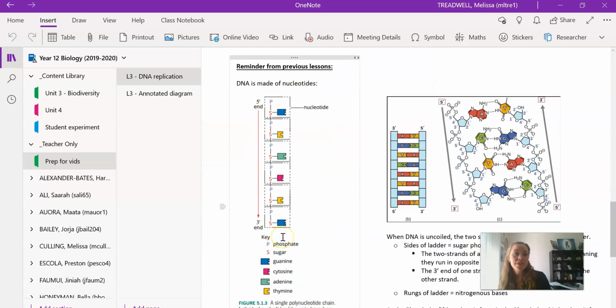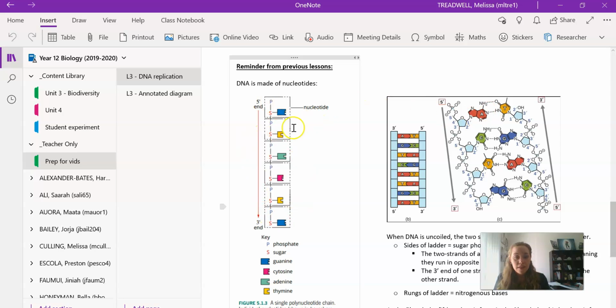Just a couple of reminders from the previous lessons that we need to know a little bit later. First up, what is DNA made of? DNA is made of nucleotides. You can see here that it's just a whole bunch of nucleotides joined together. A nucleotide is made up of a phosphate, and if we're talking about DNA, a deoxyribose sugar, and a nitrogenous base, either A, T, C, or G.